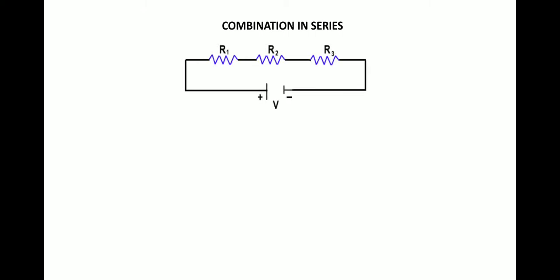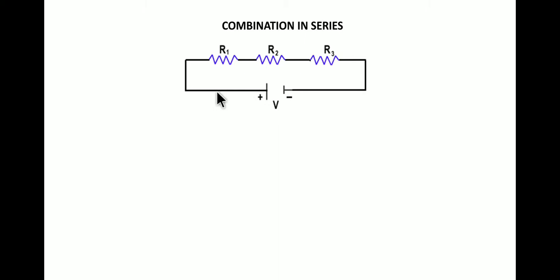Combination in series. In series means the resistances are kept this way: resistance R1, R2, R3. If they are connected this way, then we say they are connected in series. Here you can see this is the source of energy, that is the battery or cell. Here the longer length represents the plus side and the shorter one represents the minus.